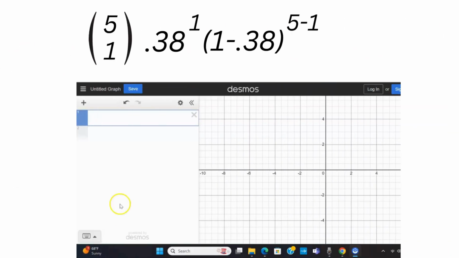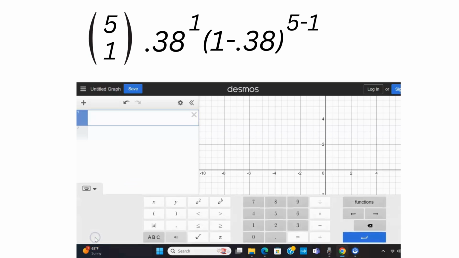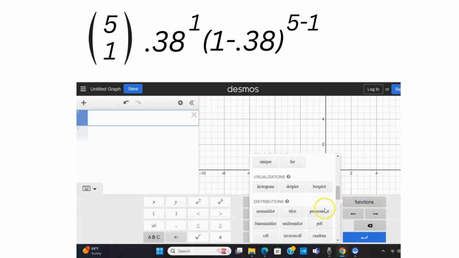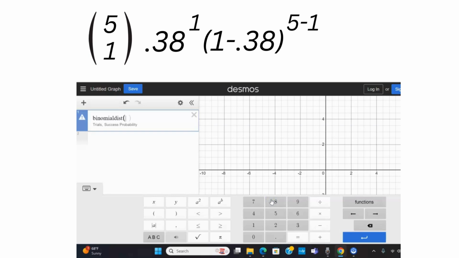All right, to use Desmos here, what we're going to do is go down to Show Keypad. We're going to open that up and go to Functions. We're going to scroll down until you see Distributions, and there will be a choice for Binomial Distribution. We're going to choose that, and it tells us the inputs here are trials and the success probability.